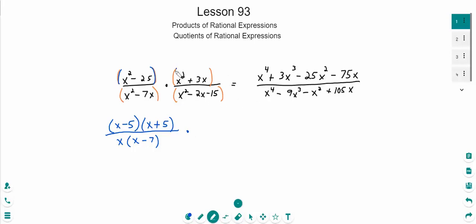Let's take the numerator here and we'll factor it. What happens? Well, we can factor out an x. And if we factor out an x, we're left with, on the inside here, a single x plus 3.